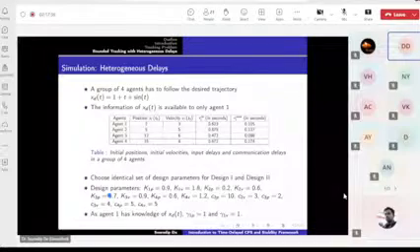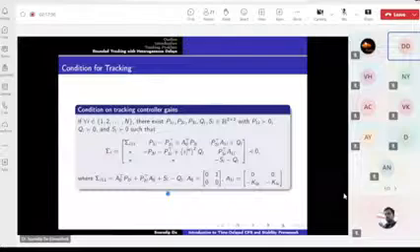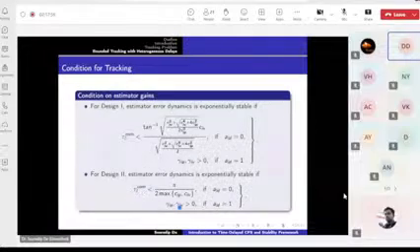For that reason, I am taking an identical set of design parameters for both the designs. From here you can find out what should be the controller gains, and from this stability condition you can find out what should be the estimator gains. So satisfying that stability criteria, we can choose these particular values.